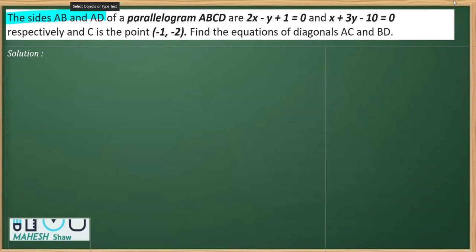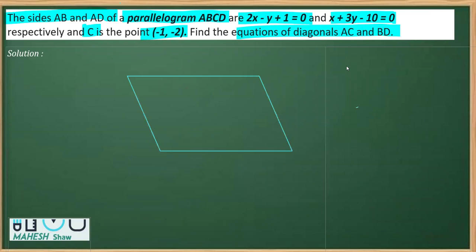The question here is that the sides AB and AD of a parallelogram ABCD, the equations of these two sides are given, and the coordinate of point C is also mentioned. We have to find the equation of the diagonal. So let's say I draw a parallelogram first, and I name these points as A, B, C, D, as it is mentioned.